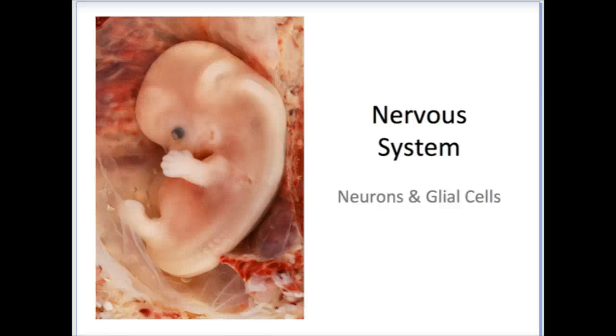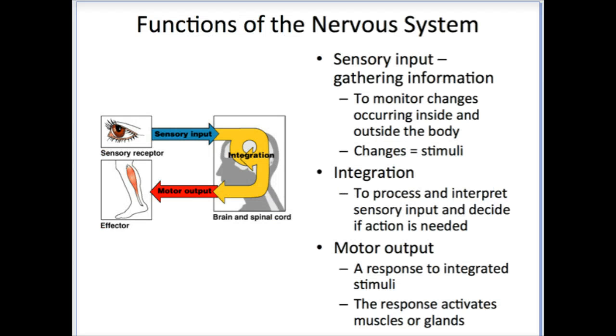Our introduction to the nervous system is going to focus on the functional units of the nervous system, which are the neurons and the glial cells. So before that, we want to understand how the nervous system operates. In essence, we're taking in sensory information, integrating or processing that information, and then producing a response.